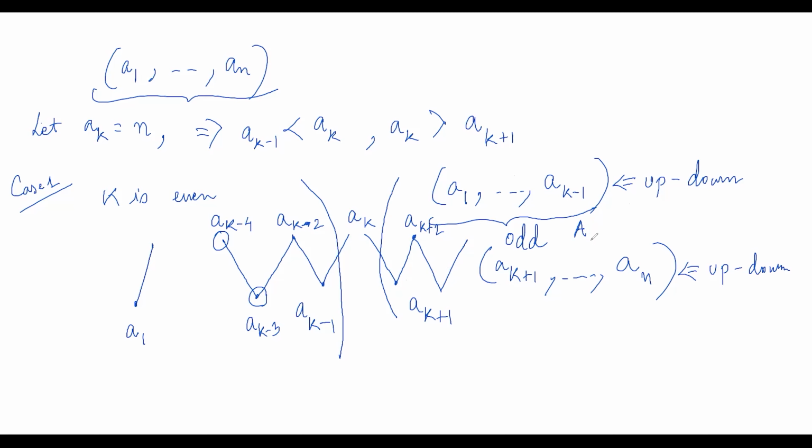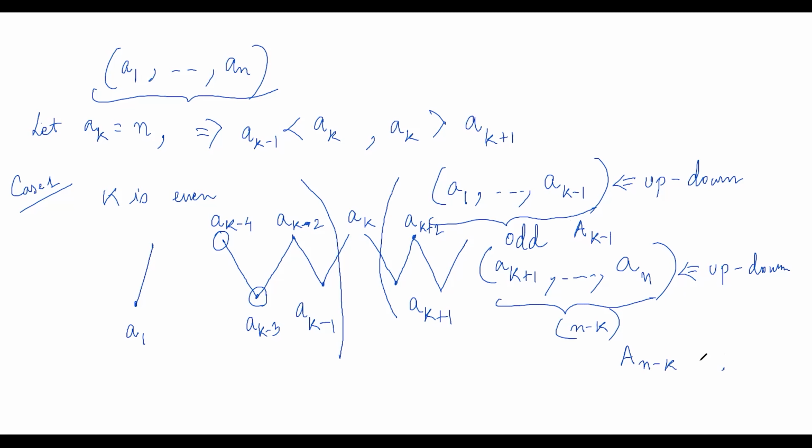Okay, now of length k minus 1, how many up down permutations do we have? According to the definition, if the length was n, then it's an. So if the length is k minus 1, it's a k minus 1. And again here the length is n minus k. And so the number of up down permutations of length n minus k will be a n minus k.